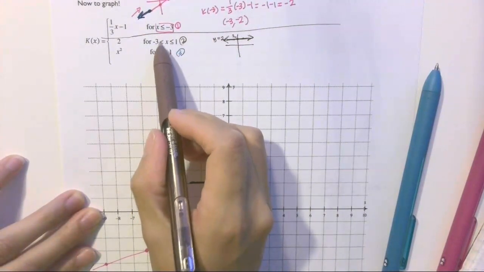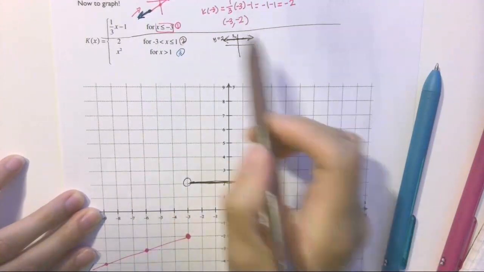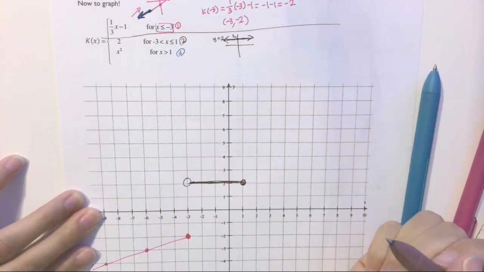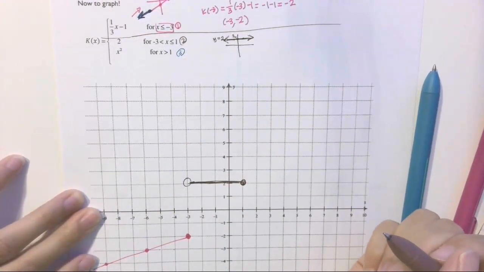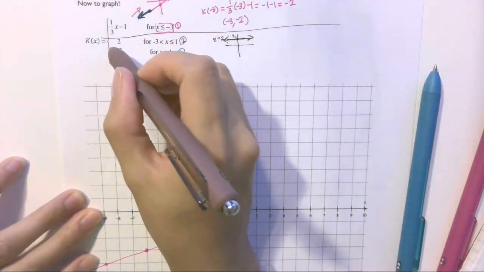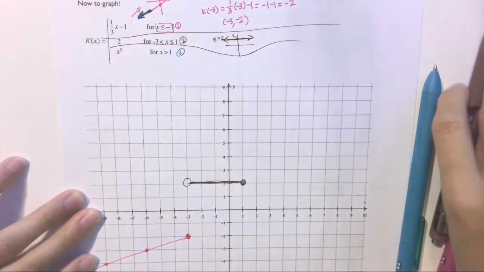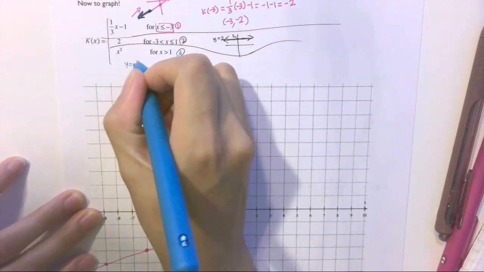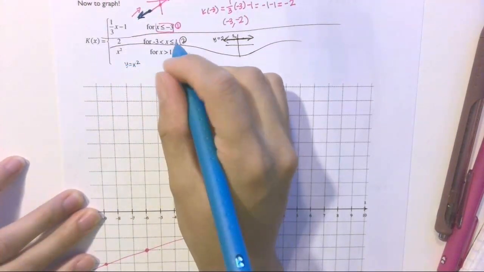Less than, strictly less than, open or closed? Open circle. At 1, less than or equal to, closed circle. So there is my second part. Actually, the constant function is going to be the easiest one because it's just a horizontal line. All right, last but not least, y is equal to x squared for x is greater than 1.